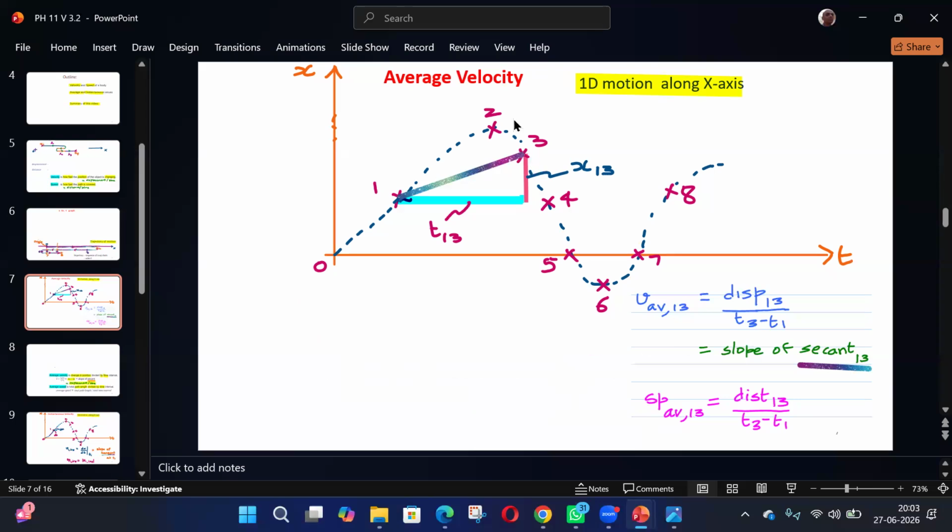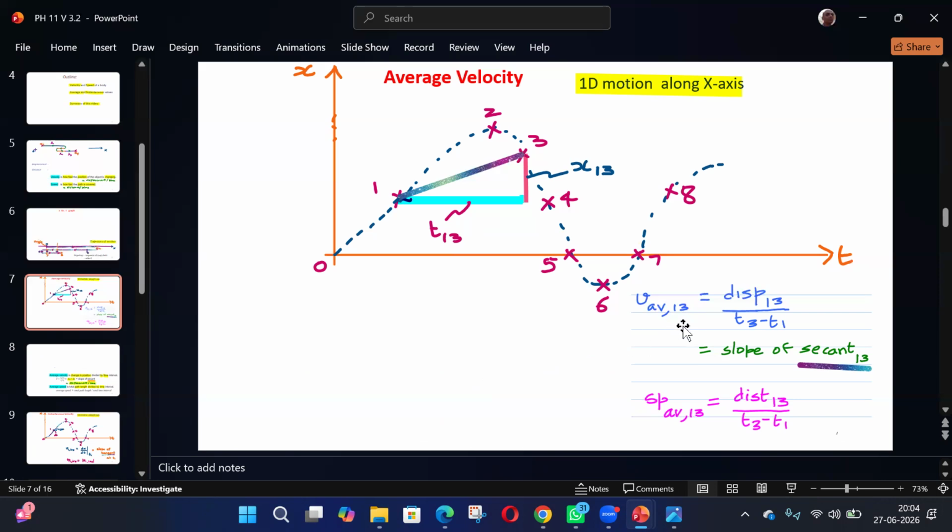Okay, so average speed is defined between two time instants. For example, if I take this interval between 1 and 3, I can get an average speed as the corresponding displacement, which is x13, between this point and this point. So this much is x13. That is the same as this one. And the corresponding time is t13. So this ratio, x13 by t13, is the average velocity or speed.